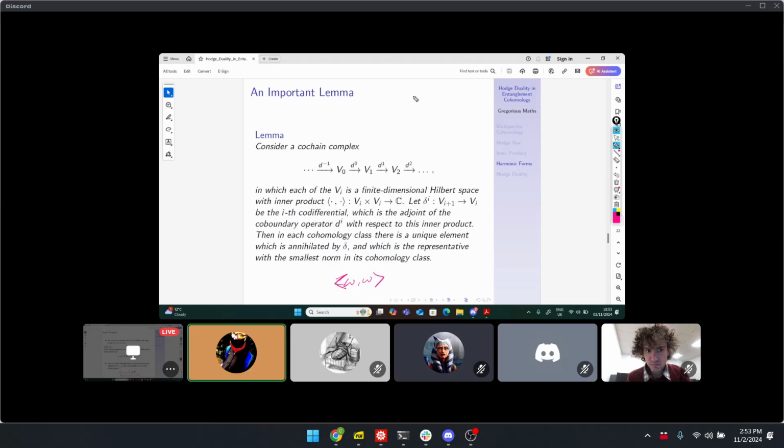I don't think I proved this actually. So what does this mean? This means that for every cohomology class omega, there is some element in here, let's call it eta, where delta eta is 0. And this also happens to be the form which has the smallest value of the inner product of eta with itself.